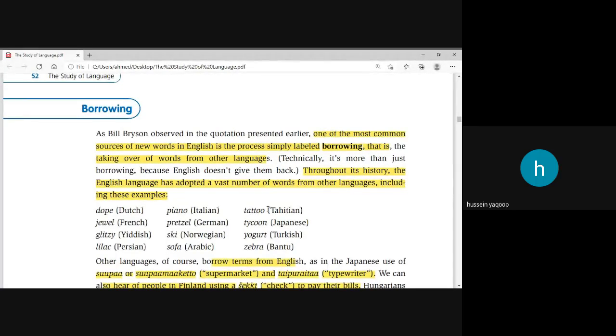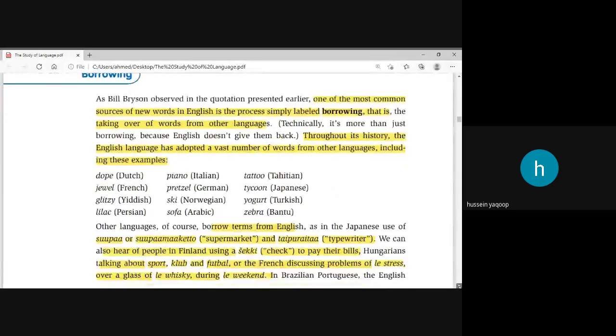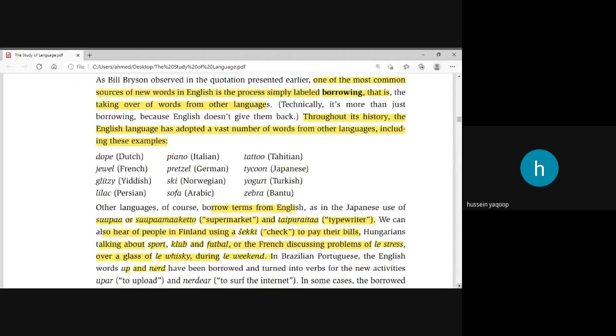Now here the book supplies us with a list of maybe 12, if I'm not mistaken, 12 words. These words are borrowed from different languages: tattoo from Tahitian, piano, Italian, jewel, French, lilac, Persian, sofa, Arabic, and so on. All these words are now found in English dictionaries. However, the origin, as you can see, is enclosed in brackets.